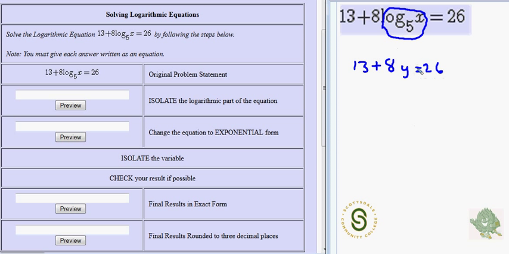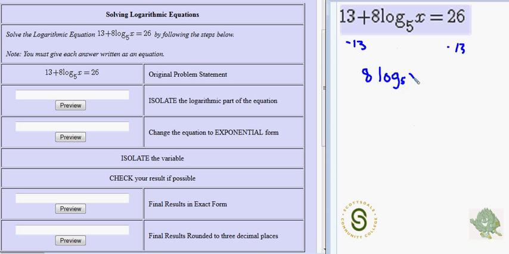Most students at this stage would know that what you need to do is subtract the 13 and then divide by 8. So keeping those steps in mind, I'm going to start the problem by subtracting 13 on both sides. If I do it to the left-hand side, 13 minus 13 is 0, so I'm just left with 8 log base 5 of x equals 26 take away 13 is 13.